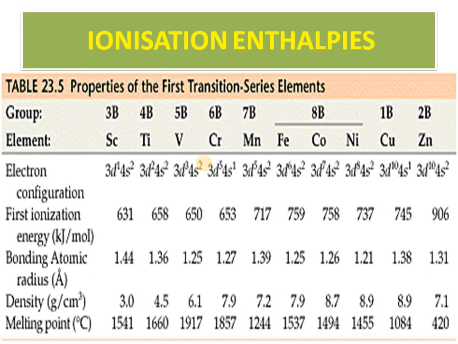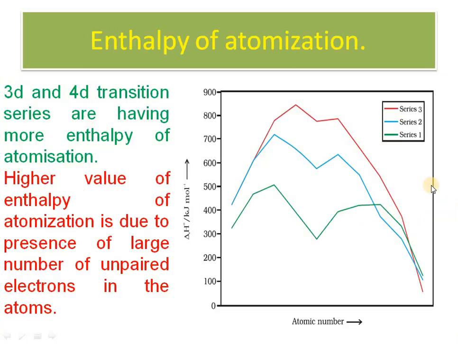Now, ionization energy. We are going to discuss the topic of ionization. We have discussed already the electronic configuration, the radius, the density, and the melting point. Now we are going to discuss the first ionization energy. You will see 631, 658 kilojoule per mole, and here manganese has a high ionization energy. Similarly this is 759, and here it increased. Here 631, 658, a little bit increase, and then again zinc has the maximum ionization energy.